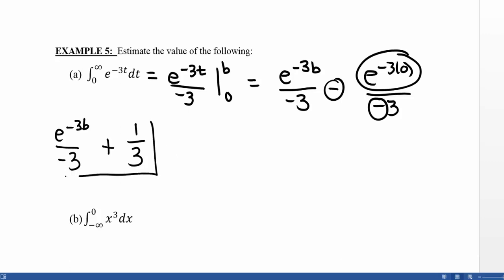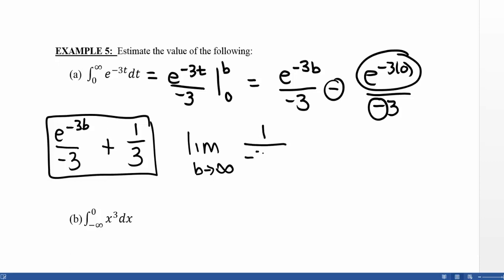So now that we have our function with our stand-in variable, we're going to take the limit as b goes to infinity of our function. Now, in order to reason through what's happening here and to understand how exponential functions work, I'm going to move that term to the denominator because I know what happens to an exponential function if the power is positive, and that way I'll be able to use that reasoning to help me out here. So I have 1 over negative 3 e to the positive 3b. Remember, since I'm moving it to the denominator, I have to make the power positive, plus 1/3.